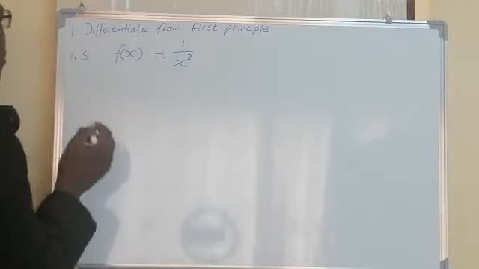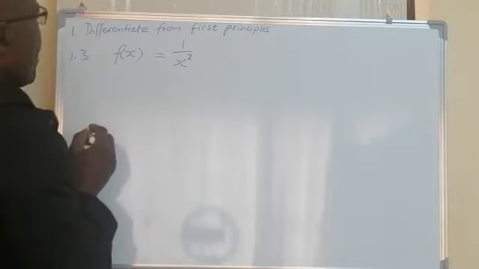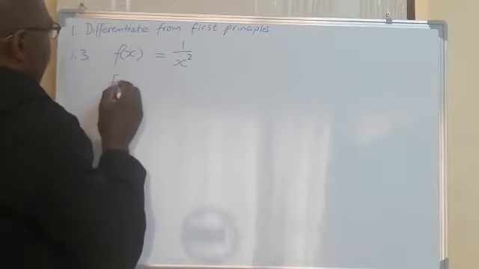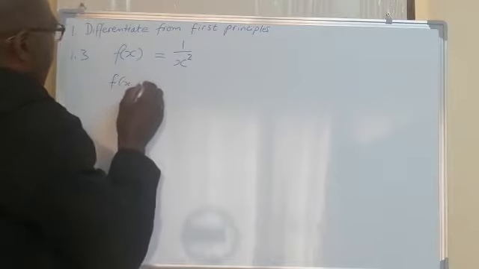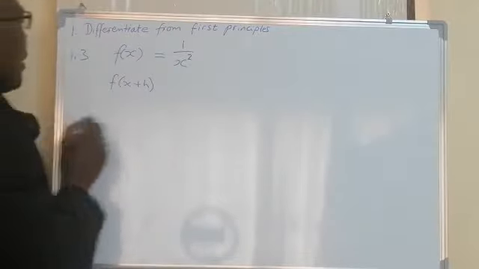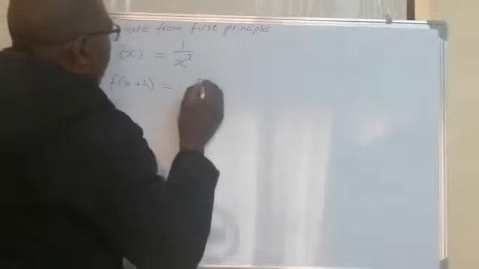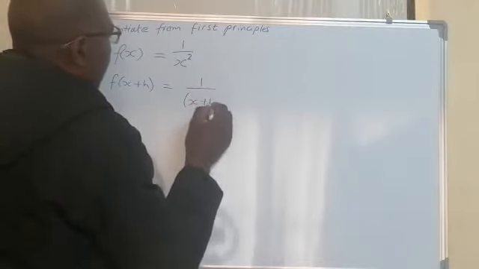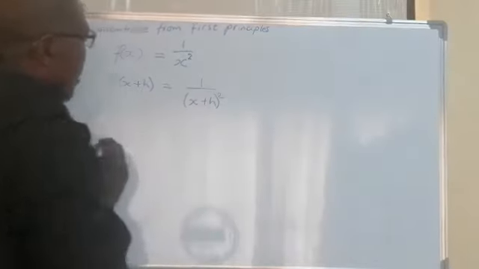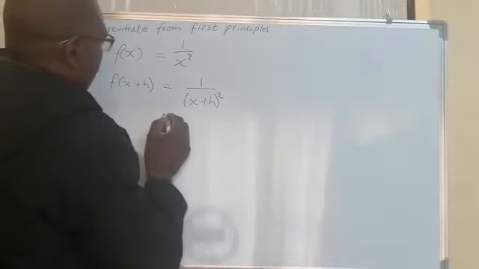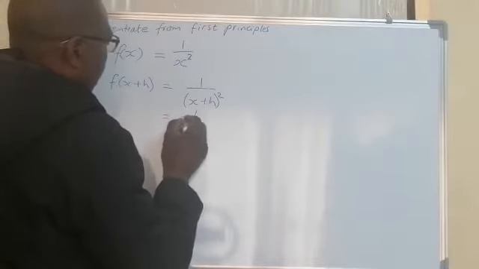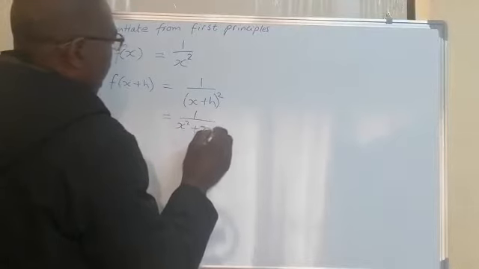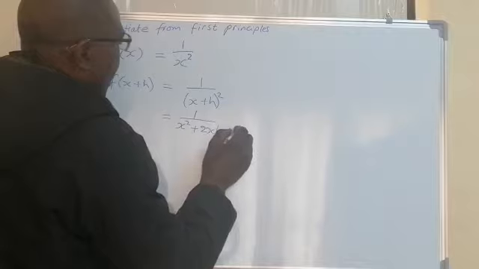Let's look now at f of x is equal to 1 over x squared. We are going to have x plus h. F of x plus h is equal to 1 over x plus h squared. This then will give us 1 over x squared plus 2xh plus h squared.